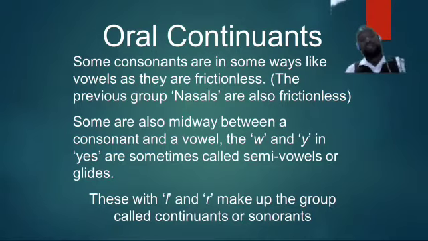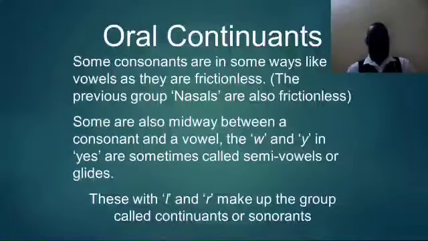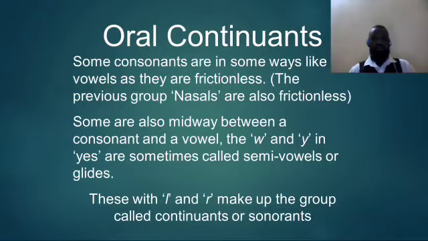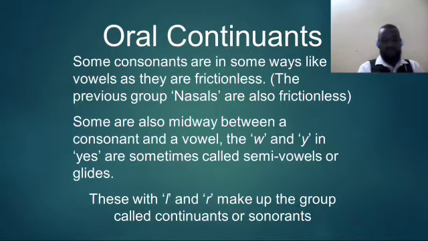And actually, these with "l" and "r", we need to differentiate between them, "r" and "l". They make up a group called continuants or sonants. So this is called continuant, like "l" and "r". We would like to differentiate between them more.